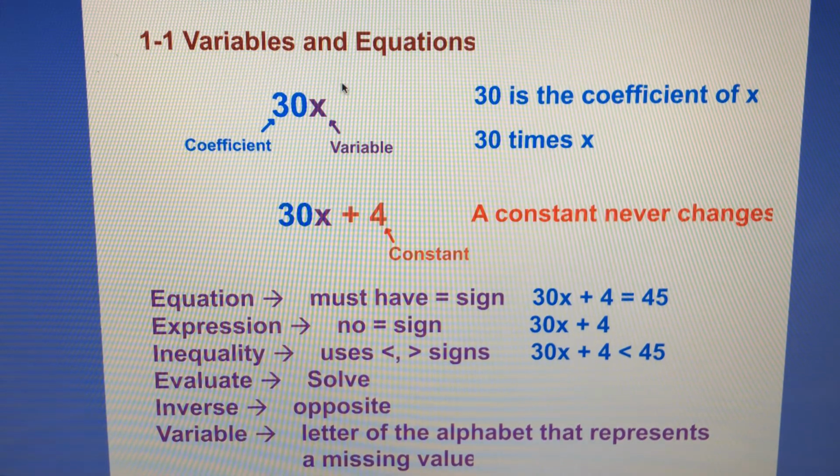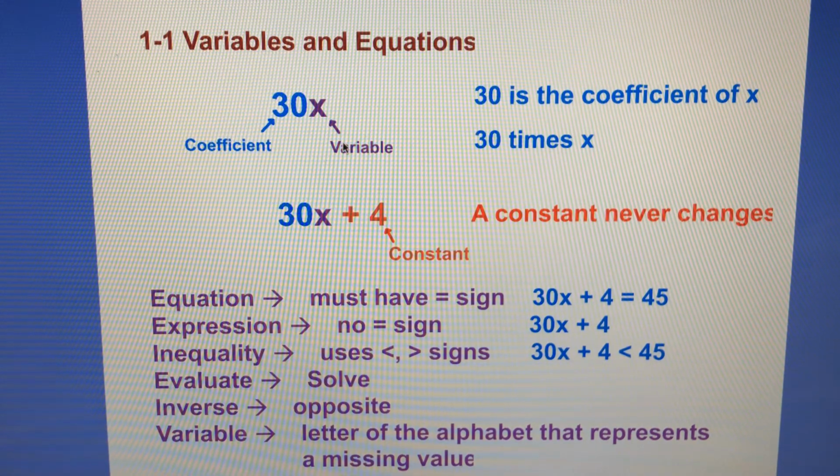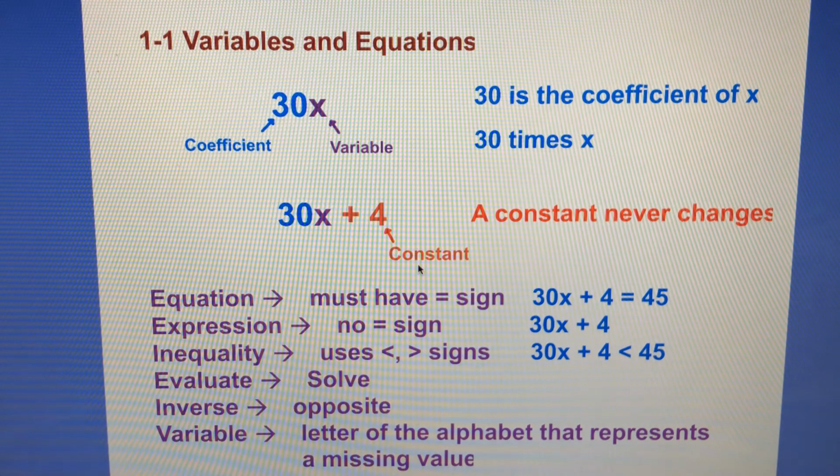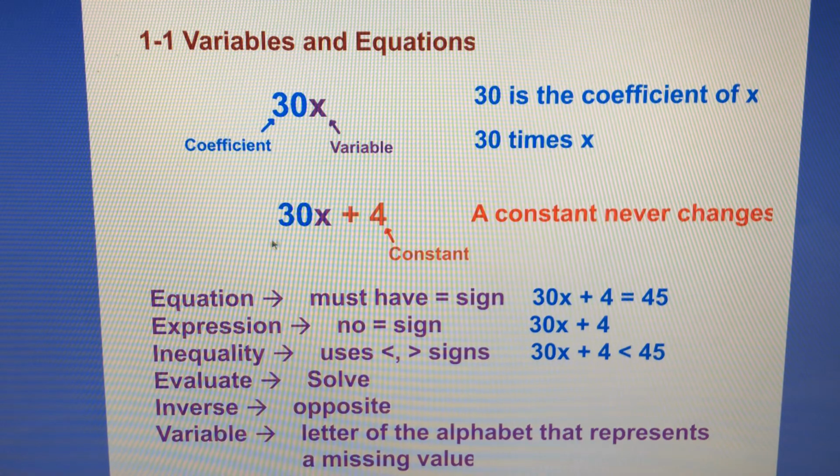Here you see 30x. We know that 30 is called the coefficient of x. X is the variable. This is telling you 30 times x. Here I have 30x plus 4. That plus 4 is called the constant. A constant never changes. It will always be 4, whereas 30x changes depending upon what x is, our independent variable. As x changes, the value of 30x changes, but 4 is constant. It is always 4.